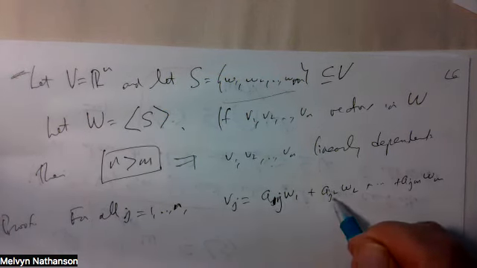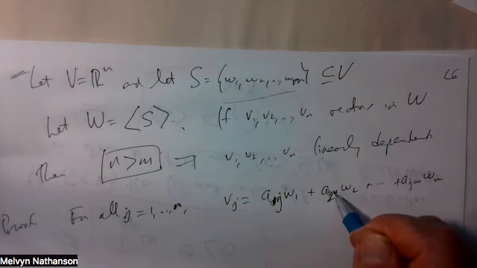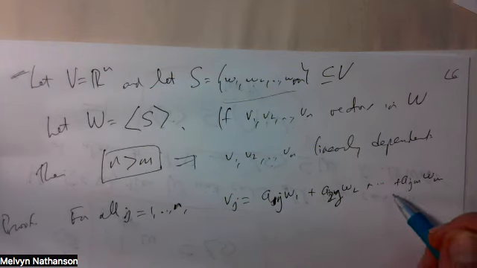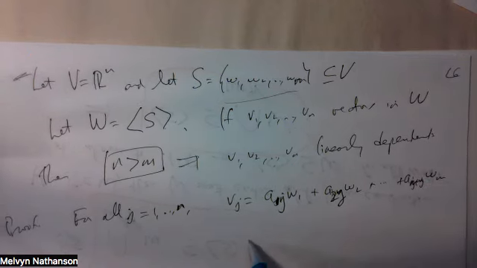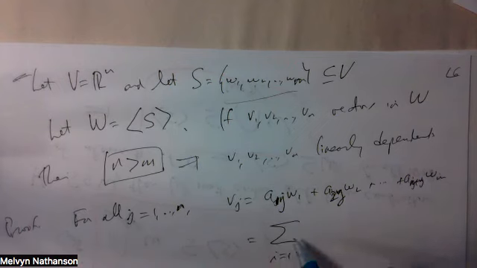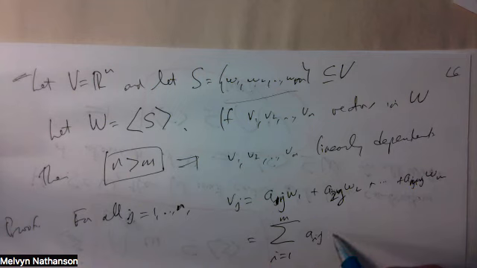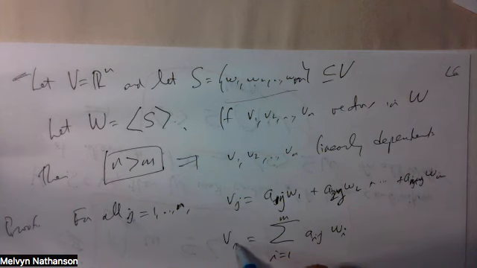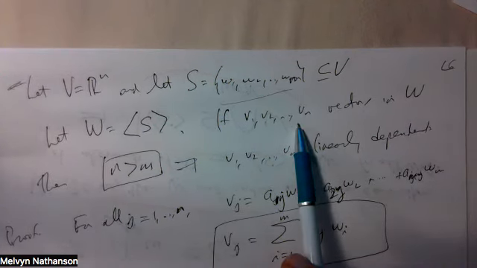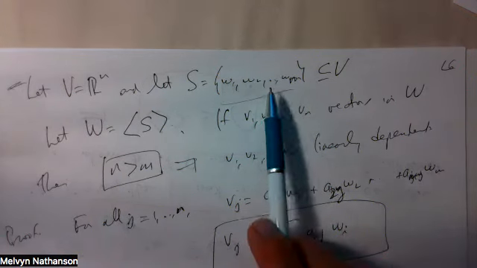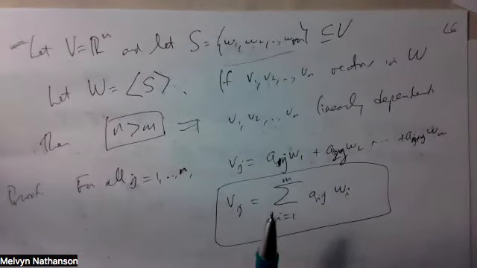a1j, a2j up to amj. Or if I use sigma notation, this is summation, i goes from 1 to m, a sub ij, w sub i. So this is writing each of these vectors as a linear combination of the m vectors in my set.